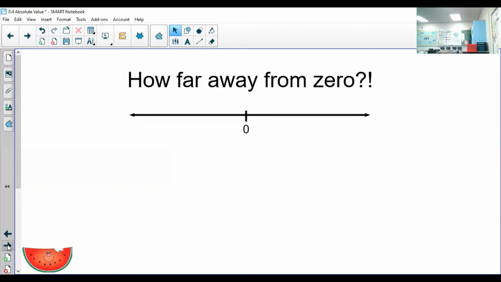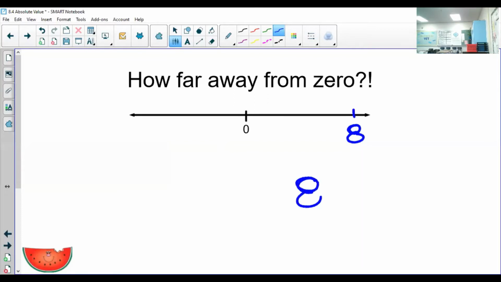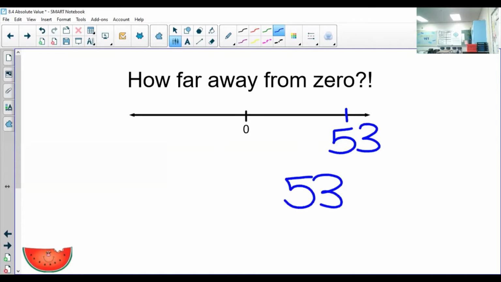For example, I have a number line up here with the number 0. And if I put the number 8 on my number line and I asked you, well, how far away is 8 from 0? You would say it's 8, right? That's easy. We know that. What if I said, how far away is 53 from 0? It's 53 values away. Okay?